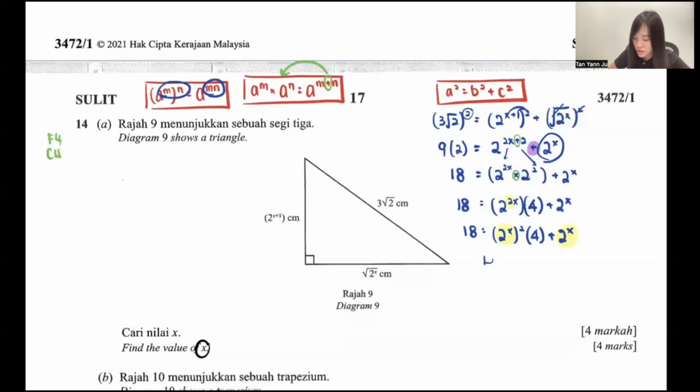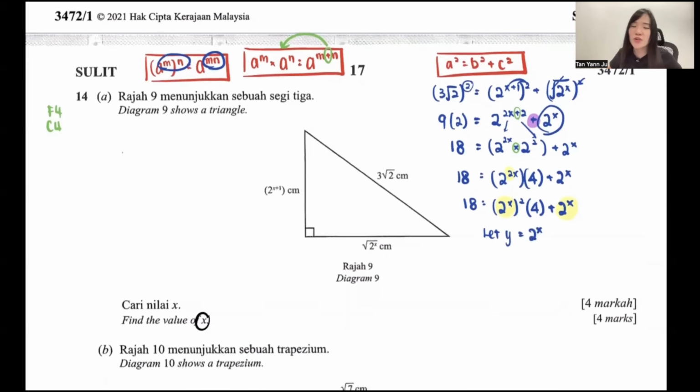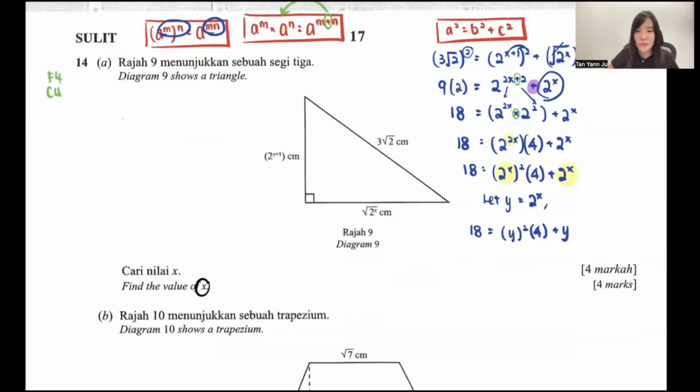So you know what you need to do? Now you will let y equal 2 power x. Of course, it's not necessary to be y. It can be any unknown in the world, but I normally use y. Letting y be this, it's a super easy one. If you let any random unknown replace that 2 power x, you will realize it becomes 18y squared times 4 plus y. So all the yellow ones become y, and suddenly it looks like a general form.